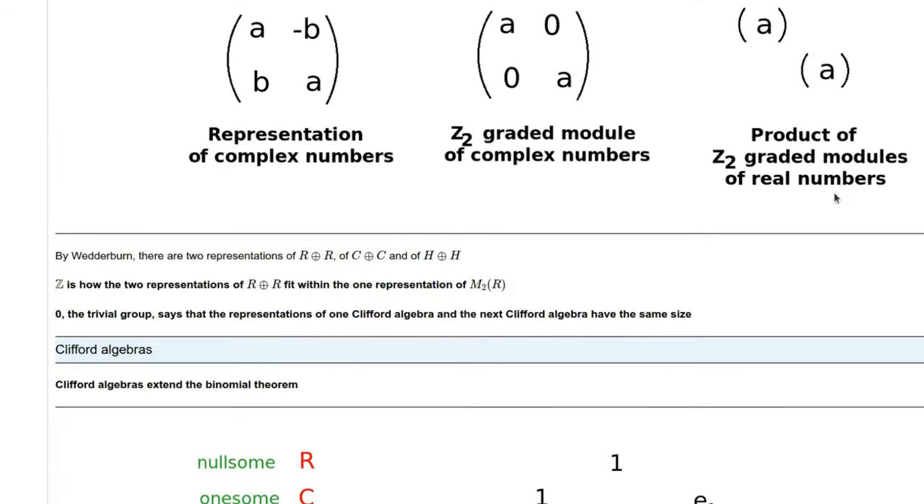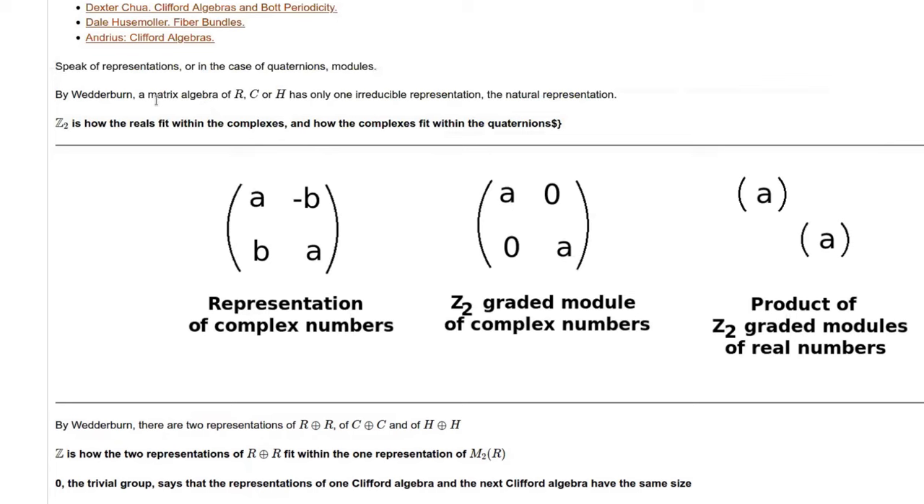Okay. Then the other one, the Wedderburn theorem we're using says that a matrix algebra over R, C, or H has only one irreducible representation, the natural representation, you see? So you can have very complicated math, but in the end, the answer is going to be trivial. There's only one irreducible representation in those cases.